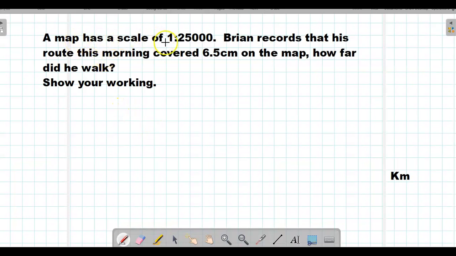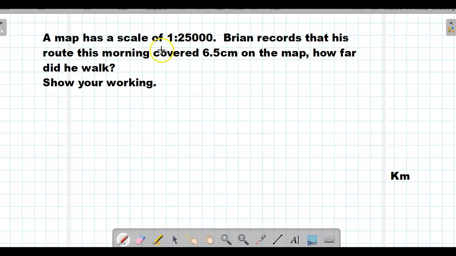A map has a scale of 1 to 25,000. Brian records that his route this morning covered 6.5 centimetres on the map. How far did he walk? Show your working. And we want the answers in kilometres. Very important to note what unit they want there.